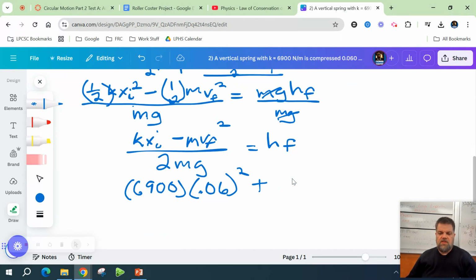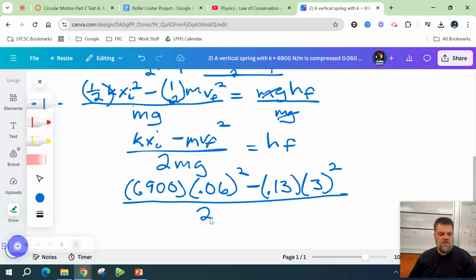So anyways, let's finish this. So this should be minus the mass of the object, which was 0.13 kilograms, times the final velocity, which was 3 meters per second, squared, divided by 2 times the mass of the object, which is 0.13, times the acceleration due to gravity, which is 9.8. And that equals my final height.